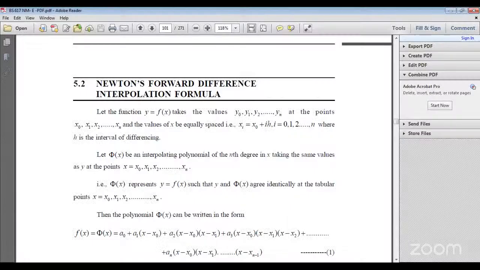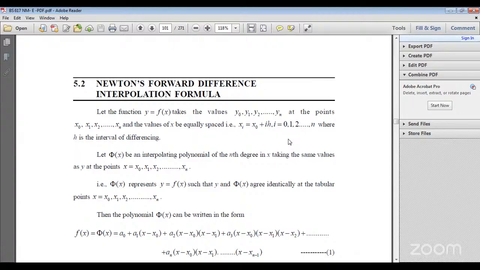Newton's forward difference interpolation formula. The function y is f of x, taking the values y0, y1, y2, and so on, yn at the points x0, x1, x2, x3, and so on, xn, which are equally spaced: x0 plus ih, i equal to 0, 1 to n, where h is the interval of difference.